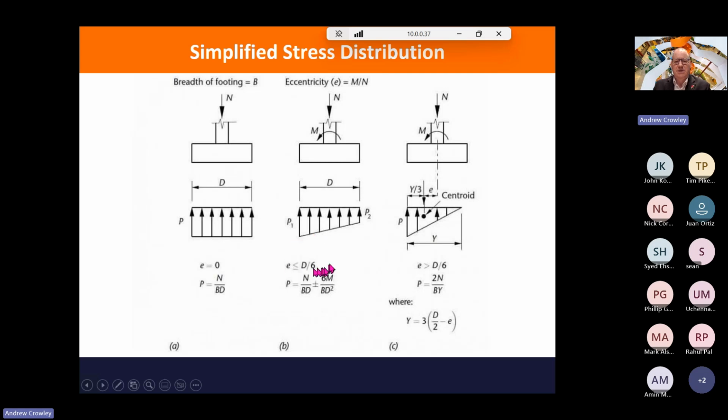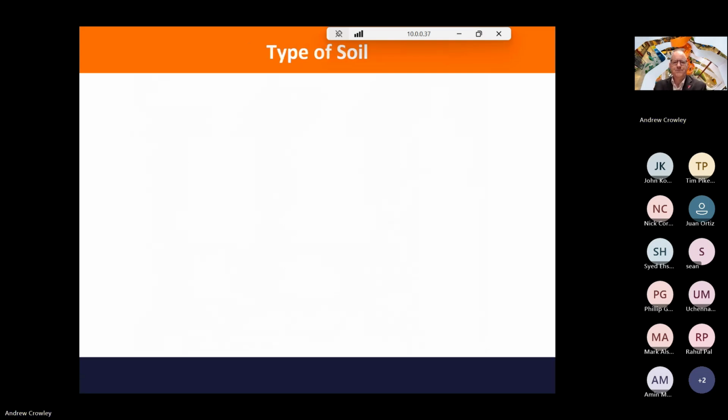Now there's this magic number here, D over 6. So if our eccentricity is less than or equal to D over 6, then we have no uplift in our base and our base is fully effective. This is the magic middle third rule. Now, if we go beyond that, then we start getting uplift. And the way we get around that is we ignore the areas which are subject to uplift, and then we work out an effective area of our concrete pad foundation.